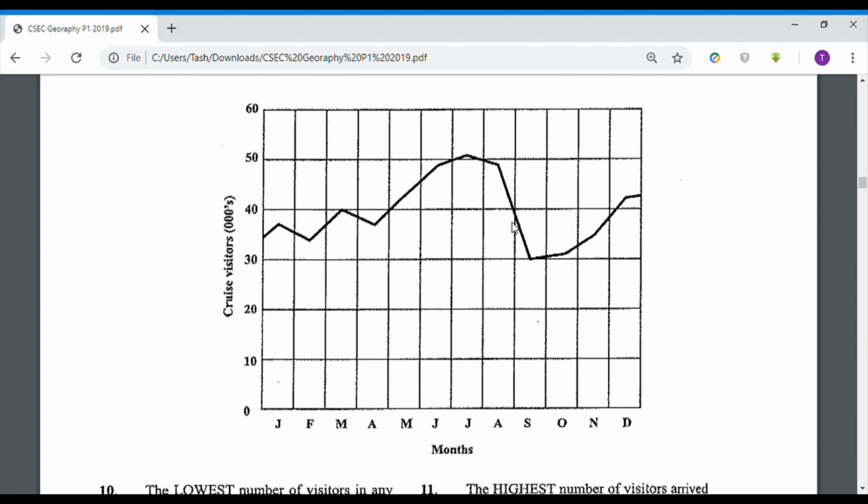So from the graph, we're seeing that this would have been the lowest, and it is actually on the line. So when we go across, we see 30. Now our answer can't be 30 because the cruise visitors is actually in thousands.